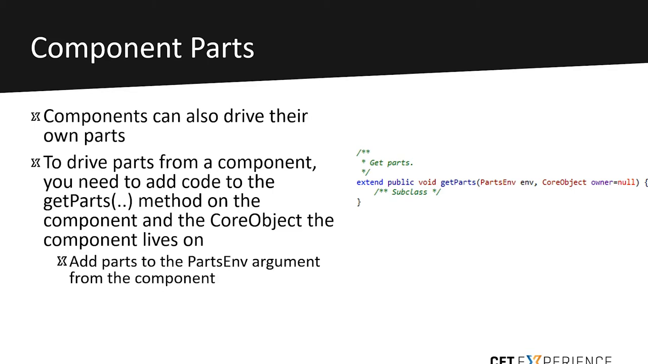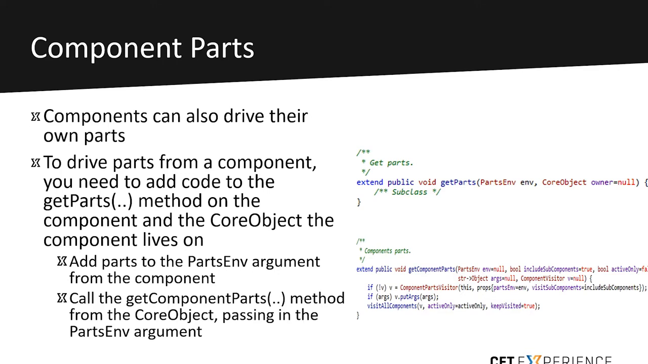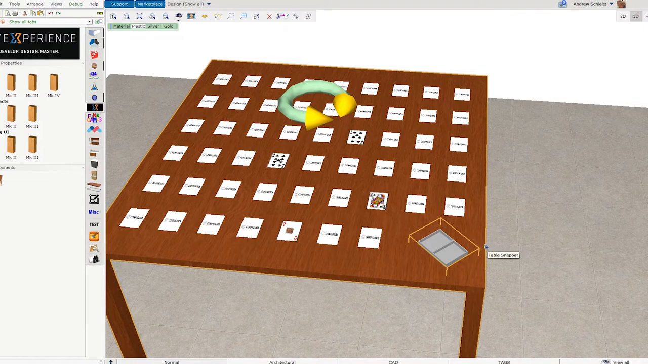So from the component, from the getParts method in the component class, you just need to add parts to the parts environment argument that gets passed in through the argument. And then you need to call the getComponentParts method from the core object and pass in the parts environment into that method. So remember again, the final requirement I think at this point was we needed to be able to price the material. So you see up here right now we have $0, but really if I'm plastic I should be $10. If I'm silver I should be 30, and if I'm gold I should be 50.